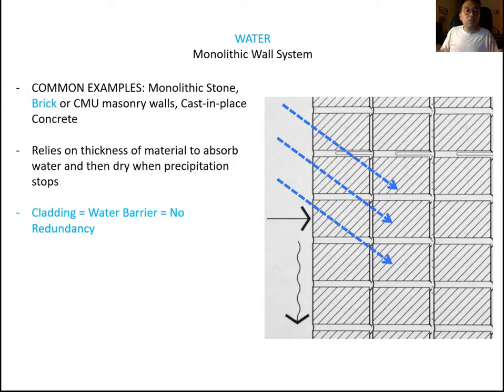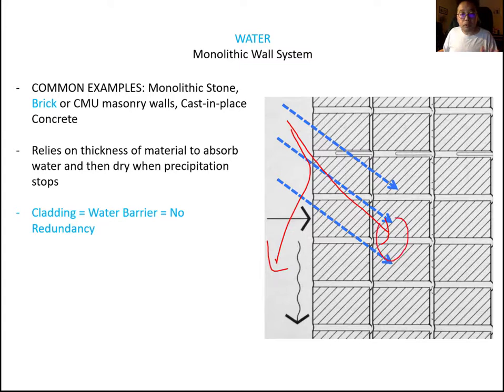But when you consider the monolithic wall, I mean the load-bearing wall section, it is thick enough to protect against water penetration from the outside to the inside. In the load-bearing wall, the brick can be the cladding as well as the water barrier. So most water stops at the surface, even if water can penetrate into the wall.